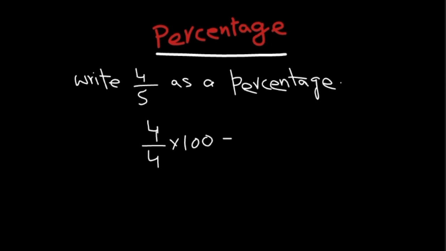So 4 over 5 multiplied by 100. 5 times 1 is equal to 5. 5 times 20 is equal to 100. Then 20 times 4 is equal to 80. So 80%. We can write 4 over 5 in percentage form as 80%.